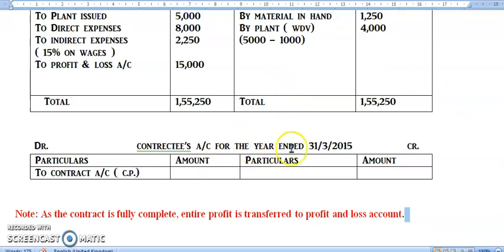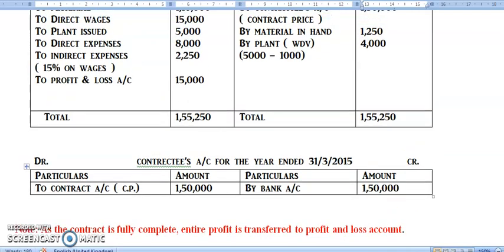After that, we are making one contractee's account for the year ended 31st March 2015, where on the debit side we are writing the contract price of rupees 1,50,000, and on the credit side the contractee has to pay to the contractor. कॉन्ट्रैक्टी को कॉन्ट्रैक्टर को पैसा पेड करेगा। ठीक है, पैसा पेड करना है, यानी उसका बैंक अकाउंट जो है वो क्रेडिट होना चाहिए। ठीक है, सो बाय बैंक अकाउंट, और यहाँ पे आपको लिखना पड़ेगा 1,50,000। क्लियर? कॉन्ट्रैक्ट प्राइस, और उसने वो कॉन्ट्रैक्ट प्राइस पेड कर दिया. Clearly you understood the question.